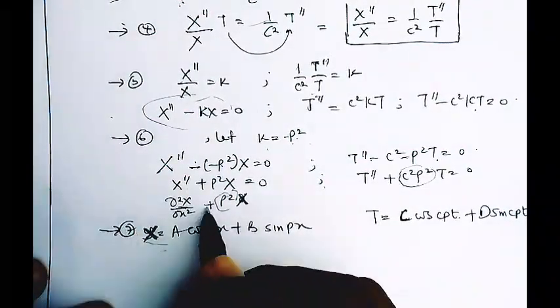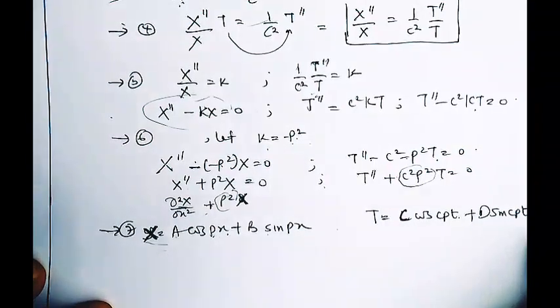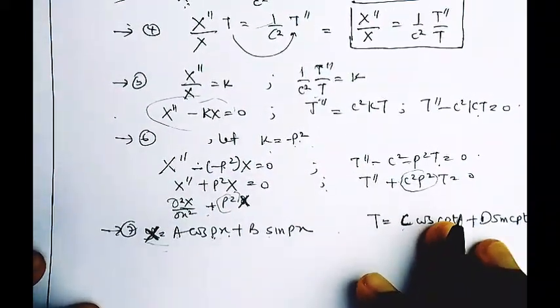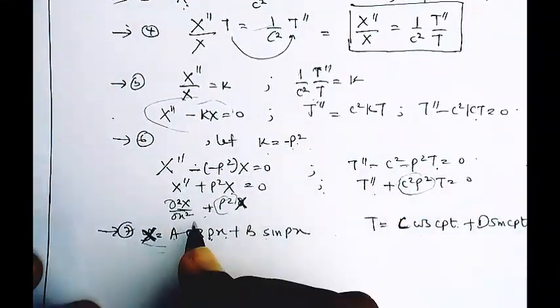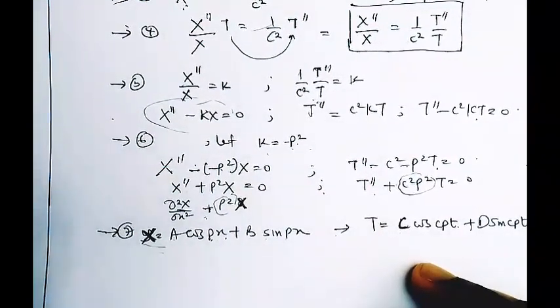So one of the forms, when it's plus, is a cos px plus b sine px. When it's plus 2 is also this. But I use a different constant because we are talking of different variables. This is a variable t and this is variable x. So now these are the two solutions you have to take note of when you are solving wave equation.